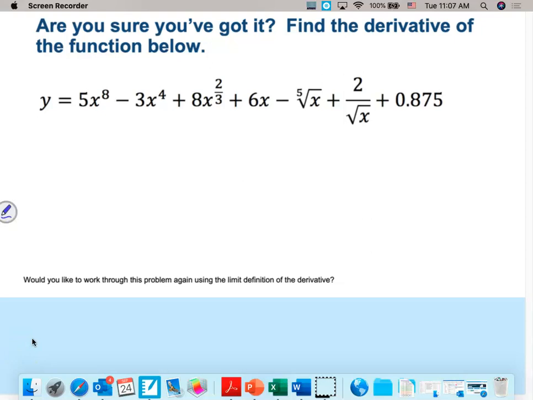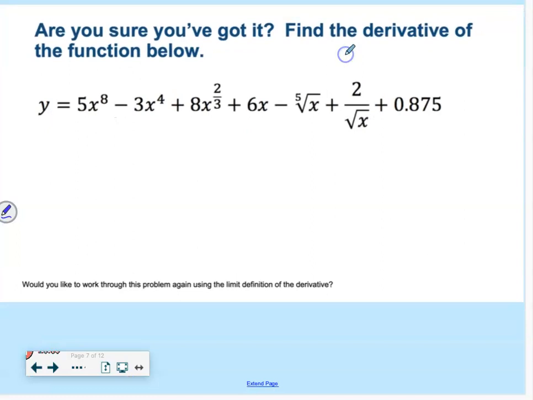All right. How are you? Good. Glad to hear it. There are two terms in this beautiful function that have to really be rewritten before we can differentiate. Tell me one of those terms. 2 over root x is one of those terms. How would you rewrite 2 over root x? 2 times x to the negative 1.